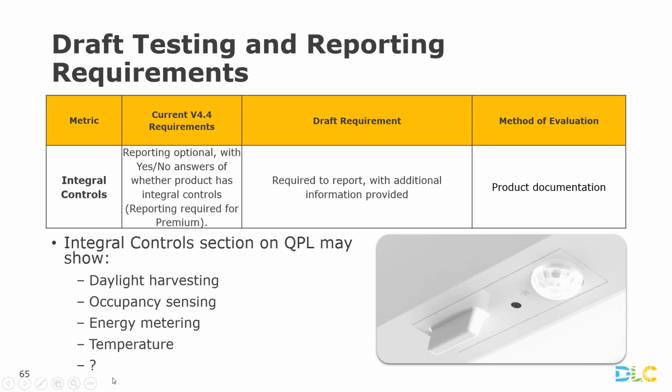So one thing that might be useful to users on the QPL is, I only want products that can demonstrate energy metering. There are some utility programs of DLC members that are requiring energy metering for participation in their network lighting controls projects. Being able to cross-reference for fixtures that could support that might save people and utility programs some time. Temperature is another aspect, certainly daylight harvesting and occupancy sensing, but we also want to hear from you as to what other standardized reporting on absence or presence at the product level would be useful.